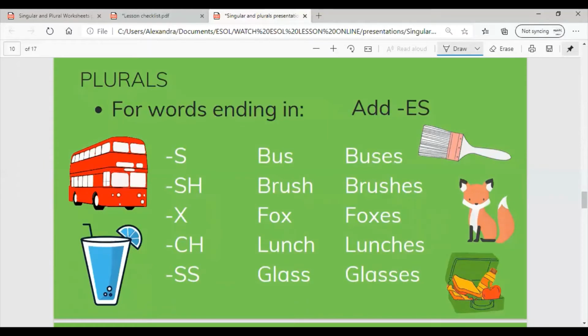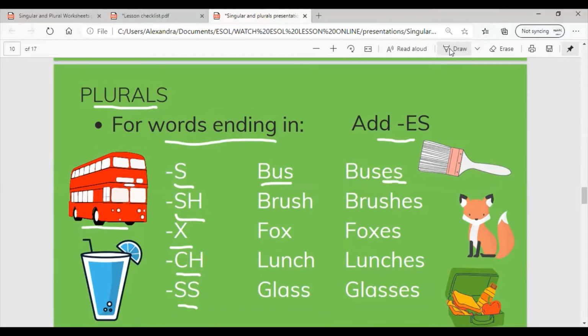Okay, now here's a few spelling rules. Don't worry, you don't need to learn them straight away, but it's good to practice them and be able to recognise them. So when we look at plurals, for words ending in S, SH, X, CH and SS, we're going to add ES onto the end of the word. Okay, so we've got the example of bus. Here's a bus, we've got a double-decker red bus, and if we've got one, we just have it as bus, but if we're going to make it into a plural, then because it's got the S on the end, we're going to add ES onto the end.